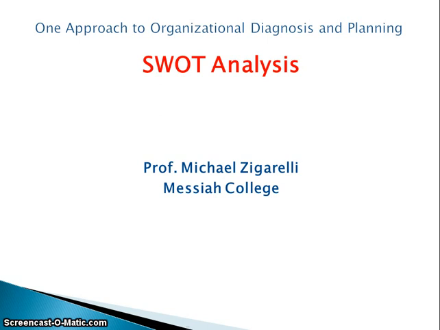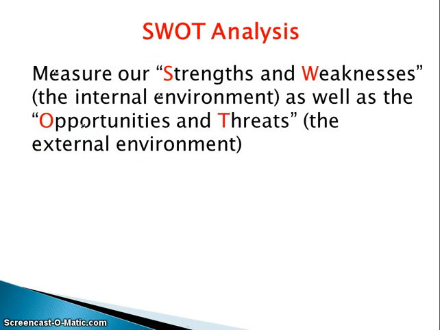So this is a bridge between the diagnosis and the planning functions of management. And SWOT is simply an acronym. It measures strengths, weaknesses, opportunities, and threats as we go about assessing ourselves and creating plans for the future. As you read, the strengths and weaknesses part typically refers to the internal environment, who we are at Willow Creek or at Messiah College or whatever the organization is, whereas the opportunities and threats is more of an assessment of the external environment.